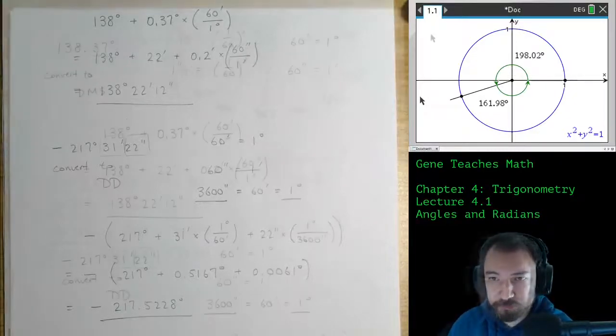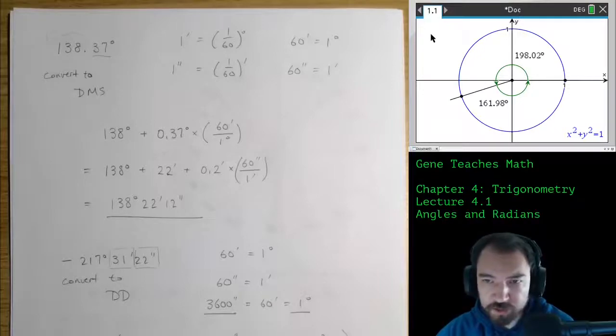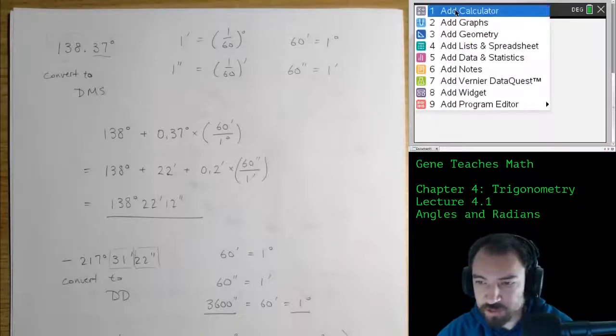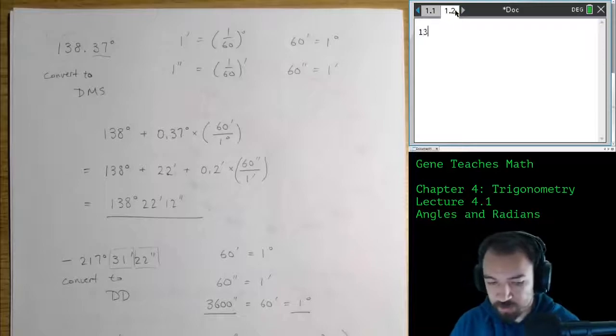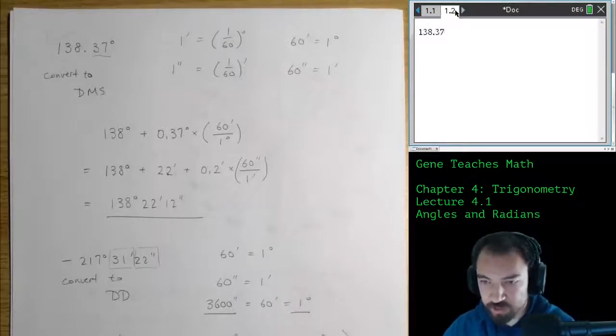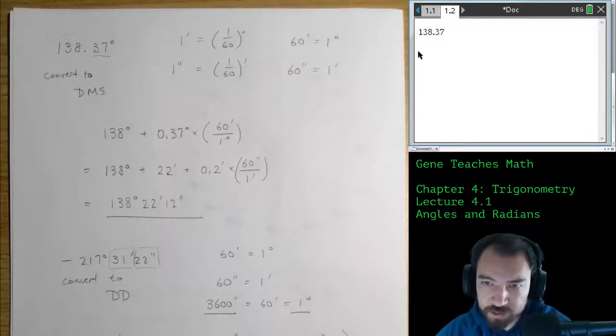Mildly entertaining. I mean, since we're using a calculator anyway, is there a way to just make the calculator do this whole conversion? Well, the answer is yes. And let's open a new page. Let's make a calculator page. And we'll type in 138.37 degrees. And to get a degree symbol, the 2 easiest ways, if you click the pi button in the lower left of your calculator, there's a degree symbol right here.